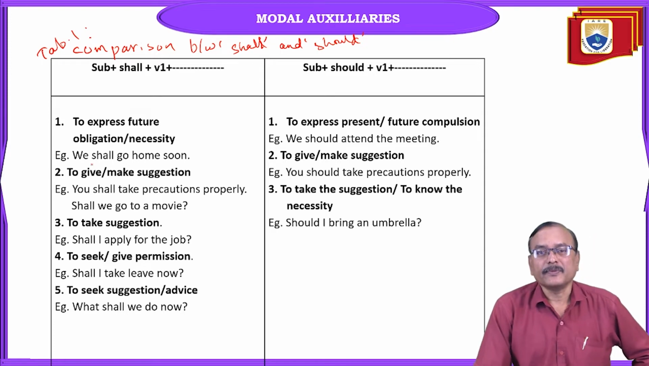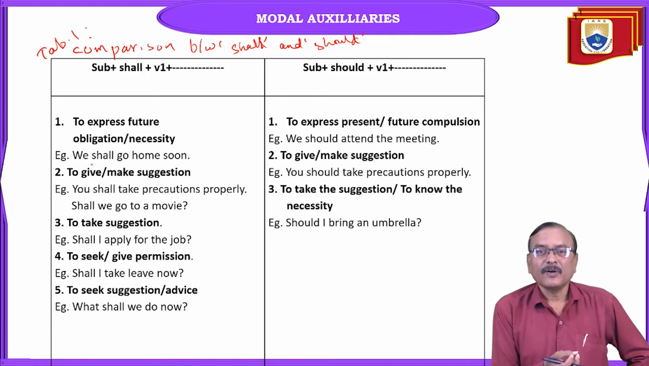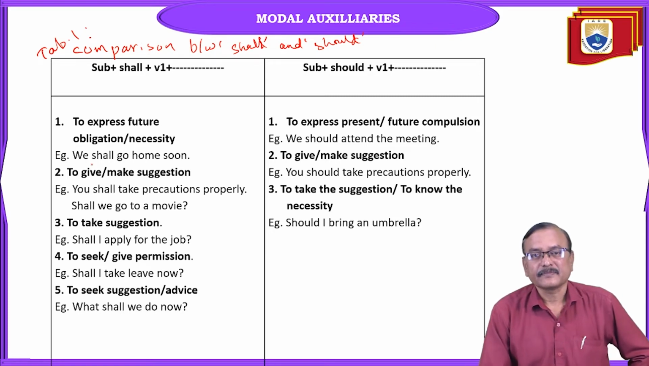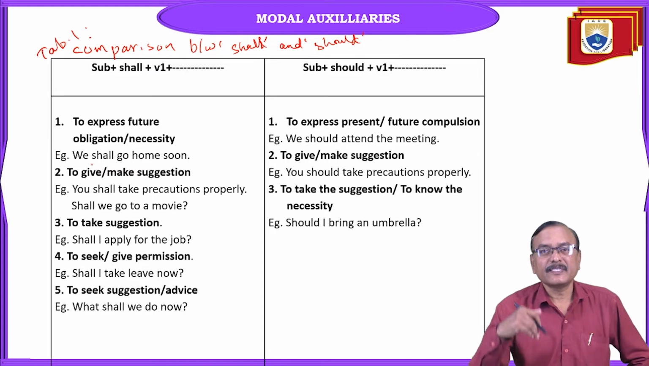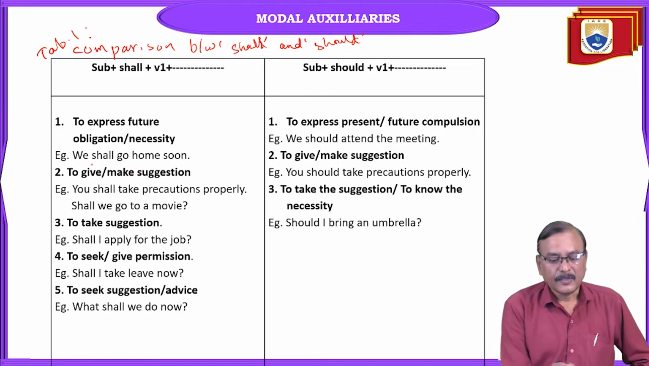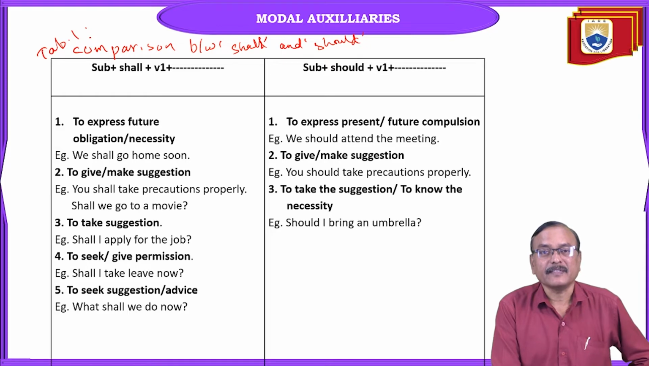We shall go home soon. It means there is a need, there is a necessity, a requirement. So you may think it is just like a suggestion, but here it is obligation or necessity. We shall go home soon, or you shall go home soon. If we use it with the second person, generally it sounds like a suggestion. You shall take precautions properly. You shall follow the rules. Just like making a suggestion.